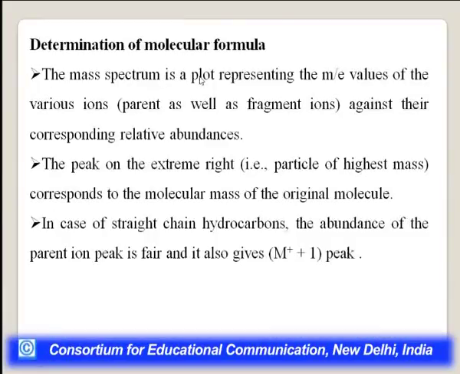Now the very important point in mass spectrum: determination of molecular formula. The mass spectrum is a plot, as we are aware, representing the mass by electron values of the various ions, we can say fragment ions, daughter ions as well as parent ions, against their corresponding relative abundances. The peak on the extreme right, that is the particle of highest mass, corresponds to the molecular mass of the original molecule. In case of straight chain hydrocarbons, the abundance of the parent ion peak is fair and it will give you an M plus 1 peak also.